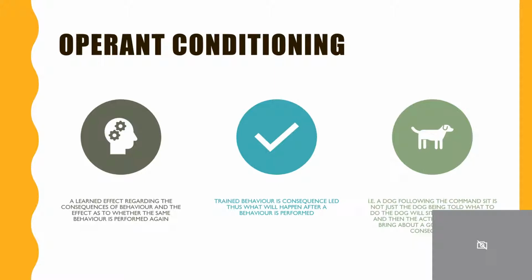Operant conditioning, a learned effect regarding the consequences of behaviour and the effect as to whether the same behaviour is performed again. Trained behaviour is consequence-led. This is what will happen after a behaviour is performed, i.e. a dog following the command sit is not just the dog being told what to do. The dog will sit because the word and then the action of sitting will bring about a good or a desirable consequence.